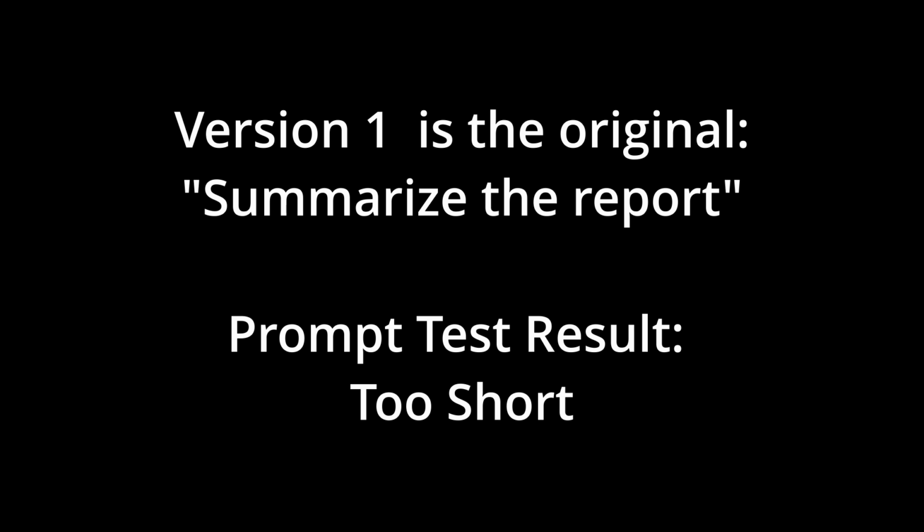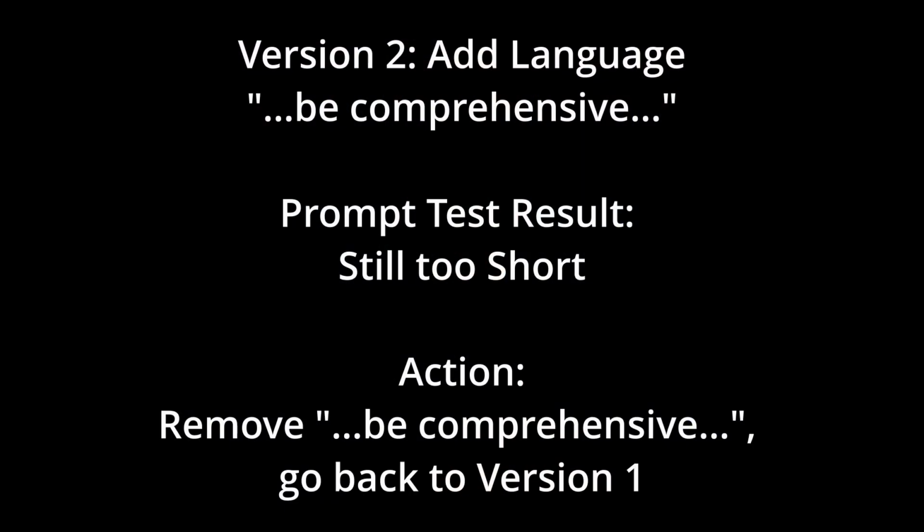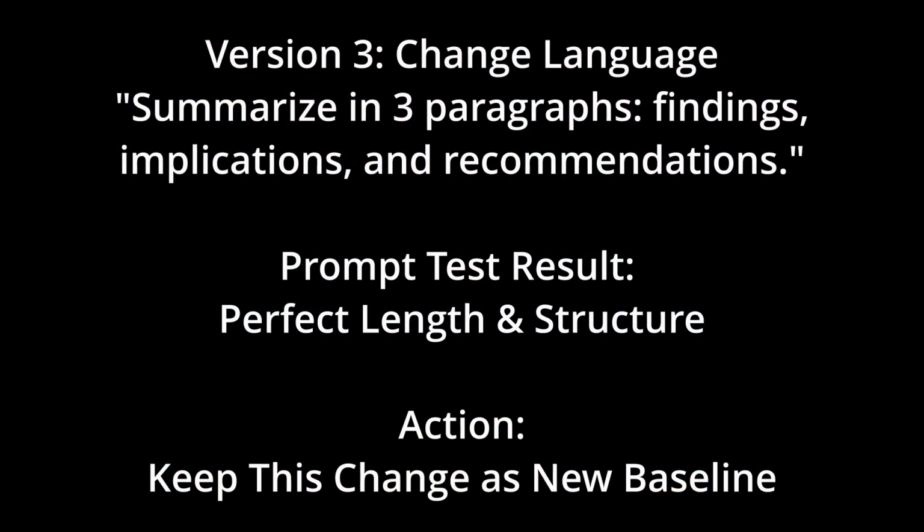So let me show you how this looks with our sales report. Version 1 is our original. "Summarize the report" would be the phrase that we have in there. And the test result might say it's too short. So in version 2, we add "be comprehensive." And the test result is that it's still too short. So our action then would be to remove the "be comprehensive" and go back to version 1. Then in version 3, we change it to say "summarize in 3 paragraphs: findings, implications, and recommendations." And the test result is we've got the perfect length and structure that we want.